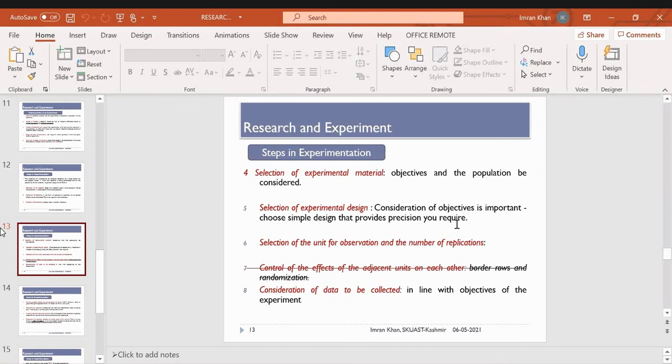So once you have with you objectives, you have with you treatments, and you have your experimental material, then how to conduct that? You are then at the stage of experimental design. You have to design your experiment. Once you have the treatments to be tested and the experimental material on which they are to be tested, then comes the role of the statistician here, that what type of design you will use to compare your drugs, to compare your treatments.